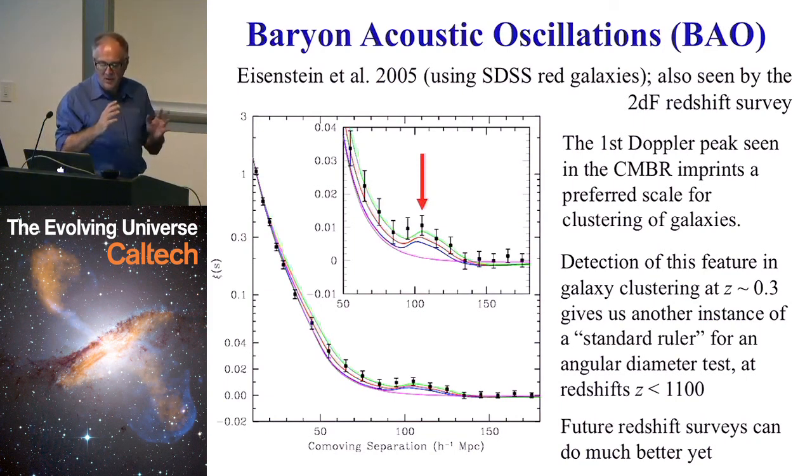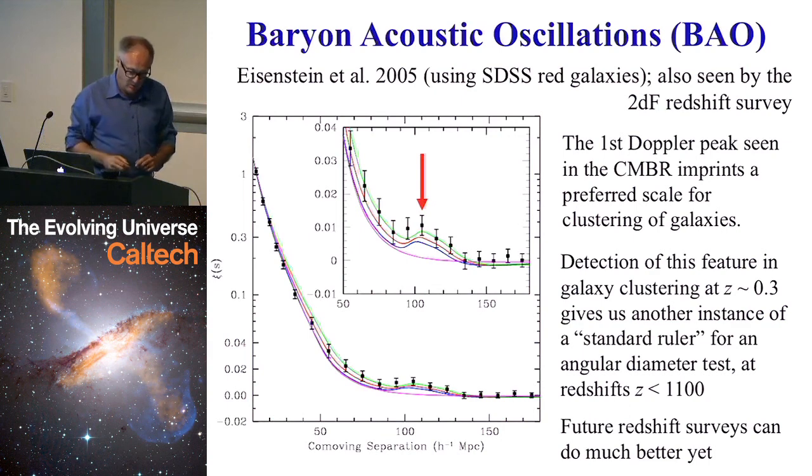So if you do a very deep redshift survey, which is what people are trying to do now, then you can do this in redshift bins, and you can see how the angular size of the standard ruler changes in time, and that will provide even more precise measurements and constrain the evolution of dark energy.